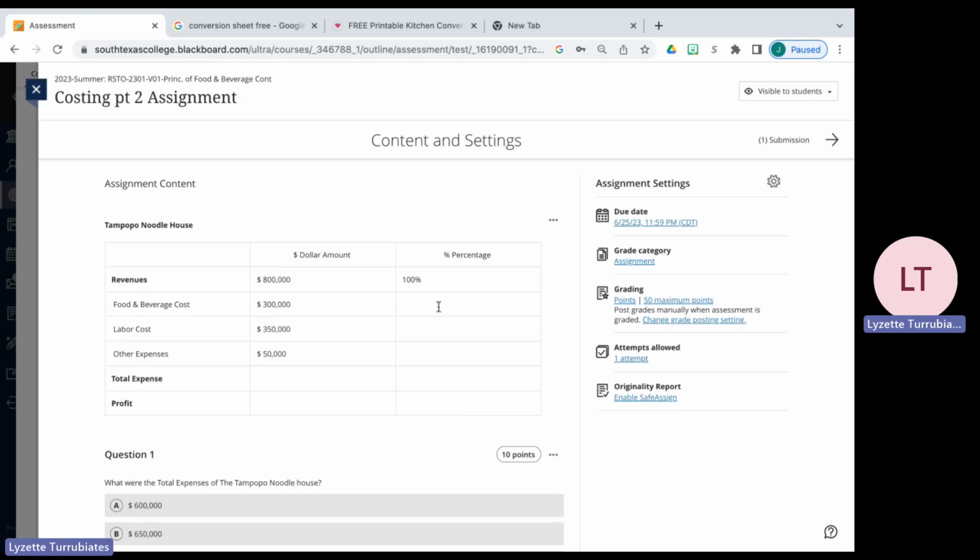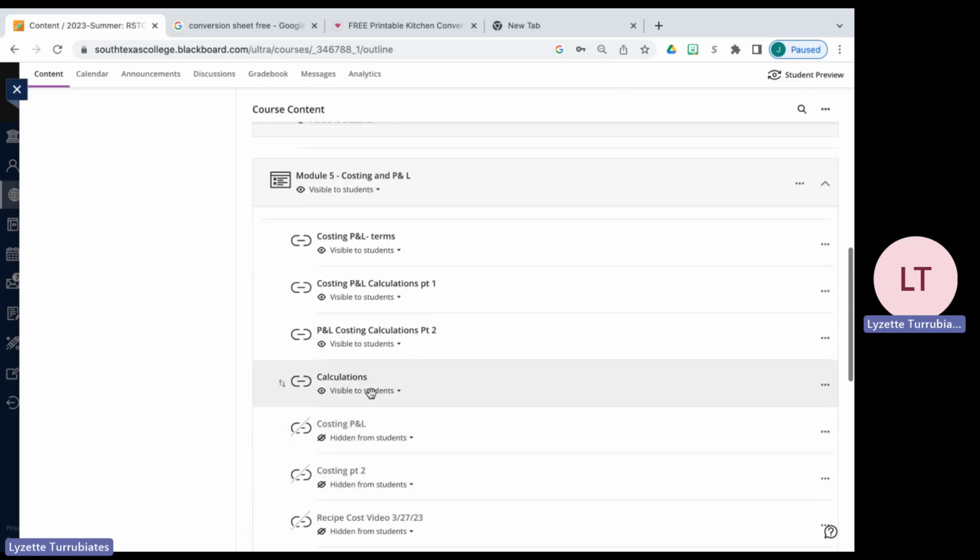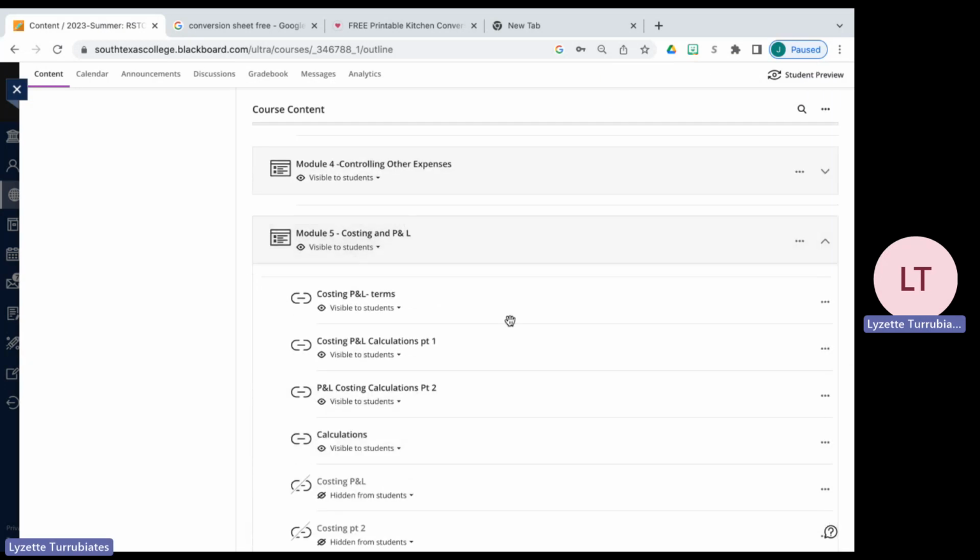So very important that you understand all these different calculations and formulas, so that you can be a profitable business owner or employee. Okay, so that's everything for the costing and P&L module in module 5.